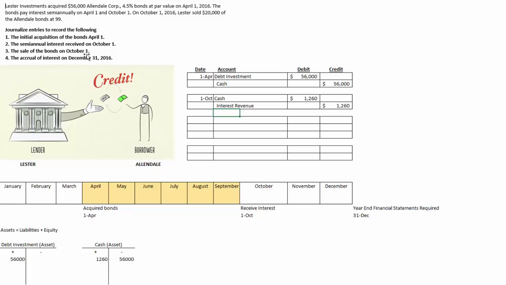Now what happened then on October 1st, we also sold some of the bonds. We didn't sell all of the bonds. The problem told us that we got rid of $20,000 of the $56,000 outstanding for whatever reason. We didn't want the bonds anymore. We needed the cash to use for our operations or to expand our own business.